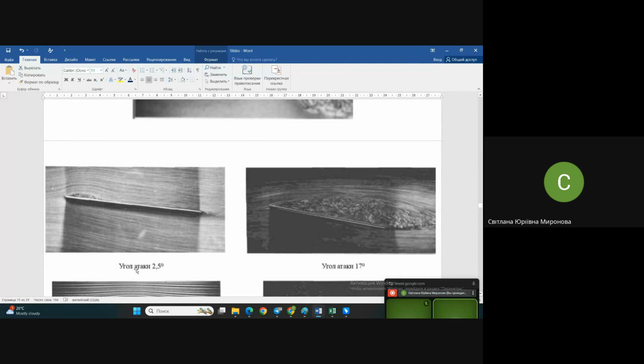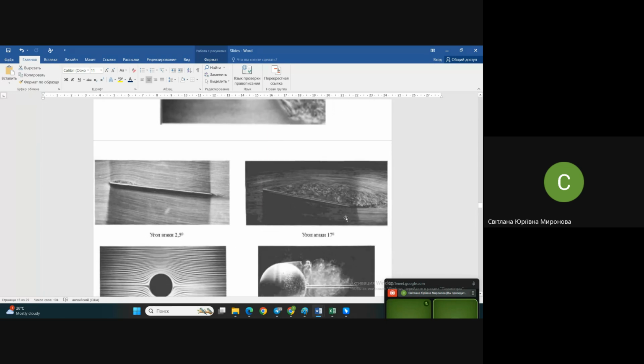And its angle of attack is 2.5 degrees. And when the angle of attack is increased, you see what happened. The flow is completely torn off from the surface of the plate. And of course, it will result in a sharp reduction of the lift.